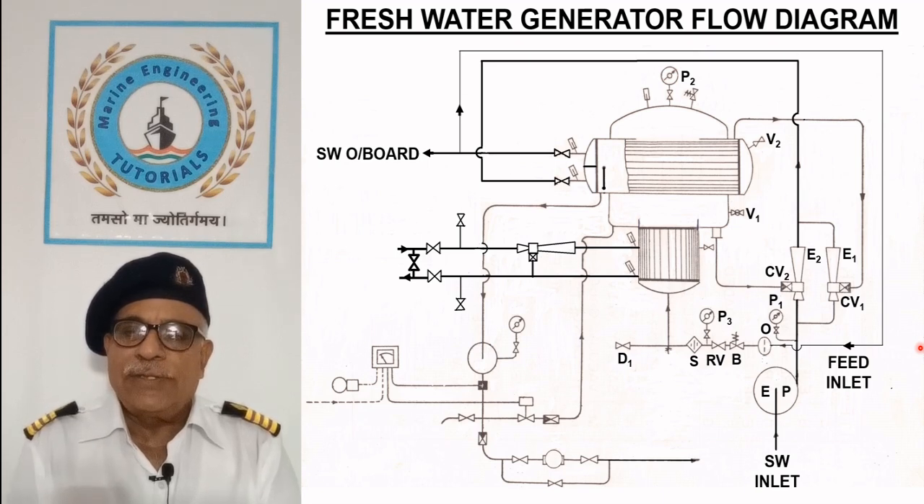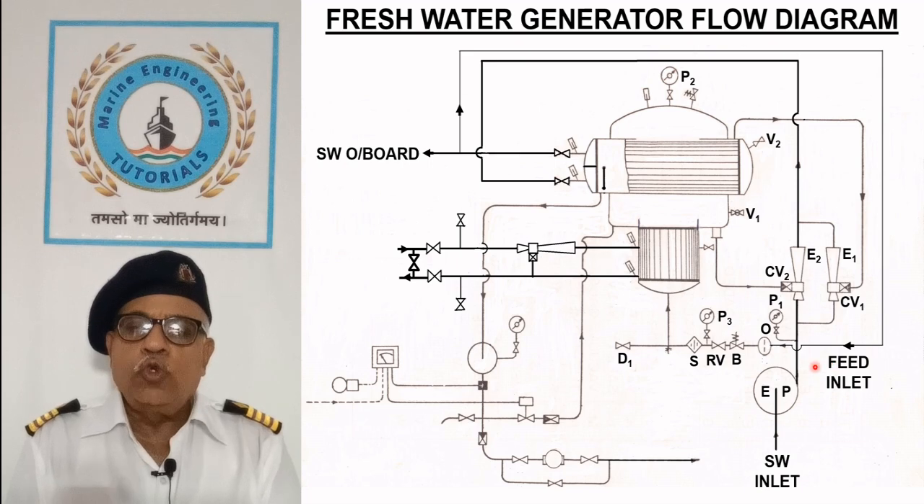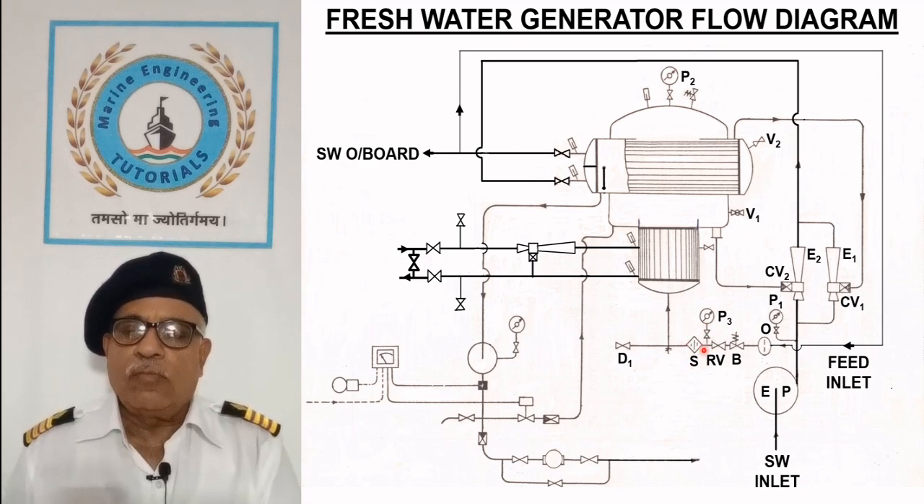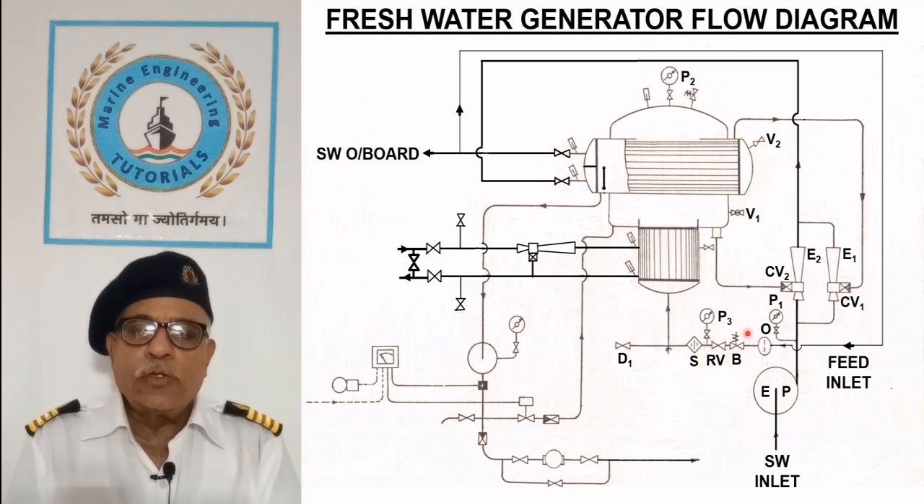When the shell attains 90% vacuum, seawater is admitted through the regulating valve RV, whose pressure can be monitored by the pressure gauge P3. The orifice plate O reduces the feed water line pressure, whereas the strainer S traps any dirt in the feed water supply. The back pressure valve B stops the feed supply if the vacuum drops below 90%.